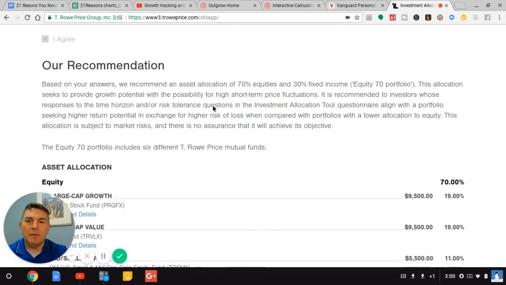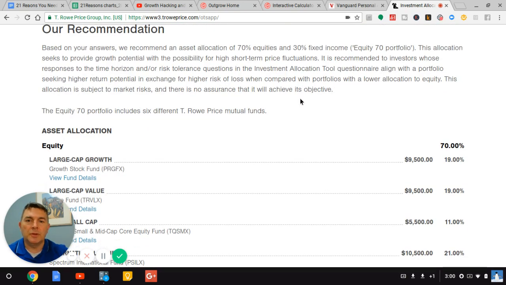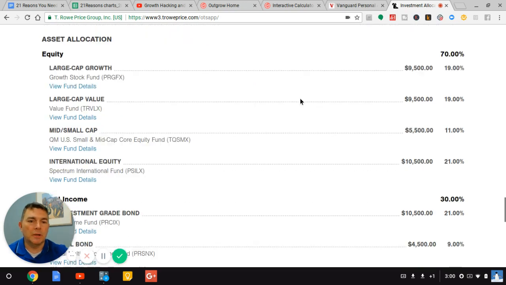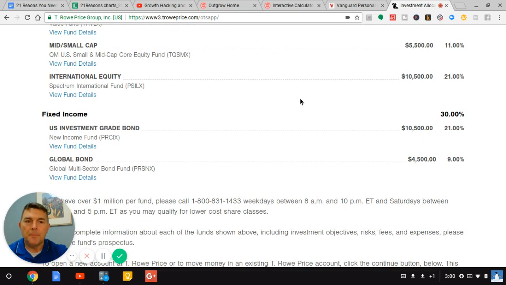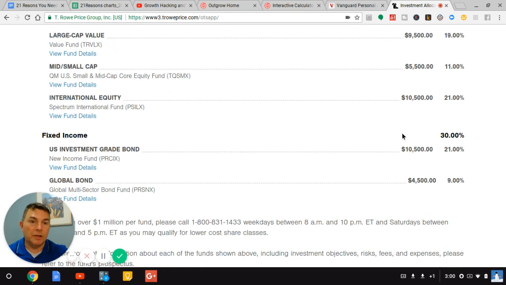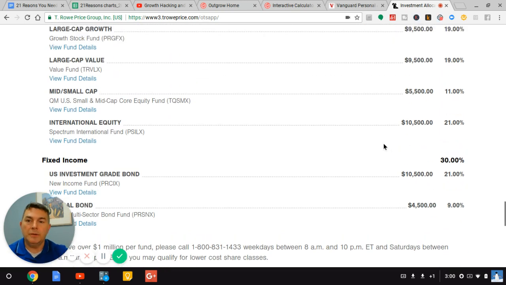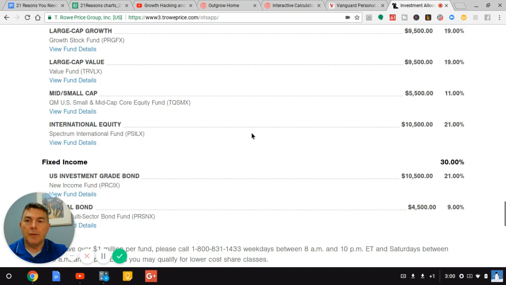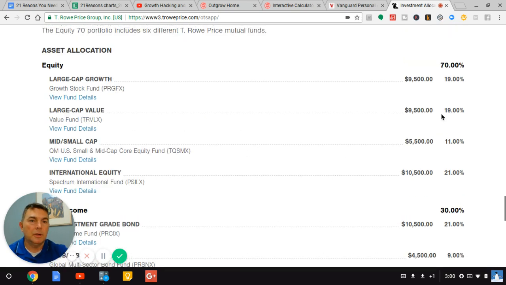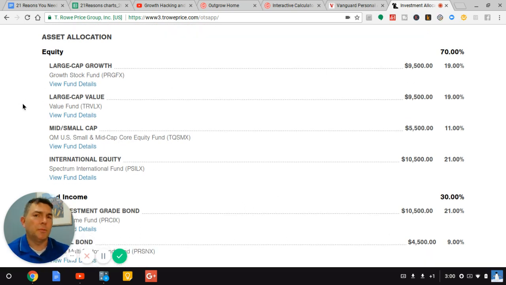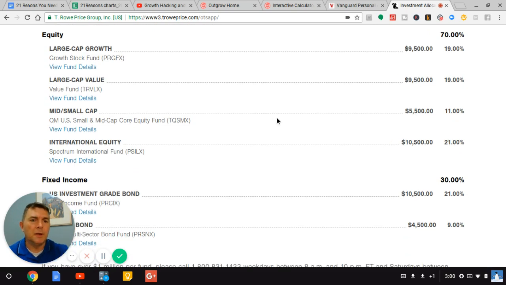The equity 70 portfolio includes 6 different T. Rowe Price mutual funds. Again, I have $50,000. They're giving me global bond, U.S. investment grade bonds. So 70% stocks and 30% bonds. I don't know any of these funds. Value, large cap, small cap, international, mid cap. So they do have exposure to small and mid. Remember, USAA had no exposure to small caps. I felt that left a lot to be desired.